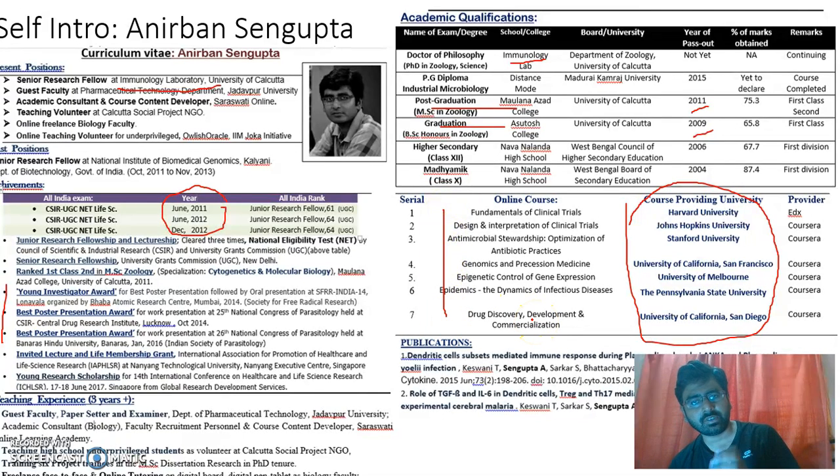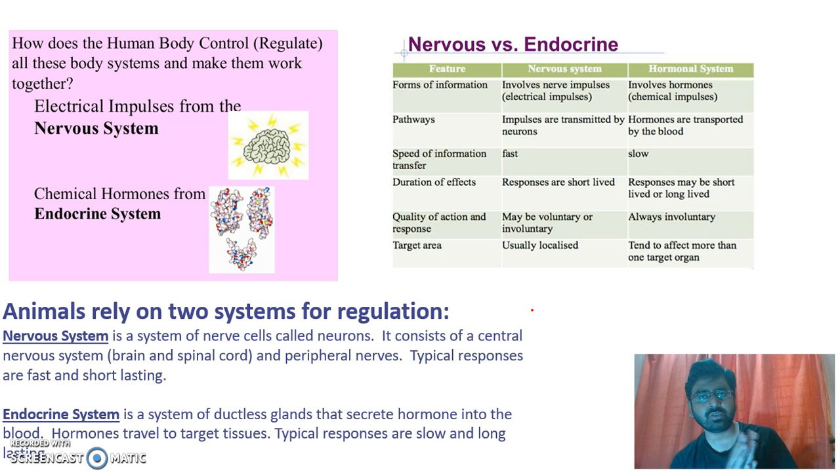So with this short introduction about me, I am now going to today's topic: how the nervous system and the endocrinological system, the two major systems of our body, regulate each other and coordinate with each other to maintain human physiological functions, responses to stimulus, etc. Basically, these two systems regulate most of the actions that are performed by the human body.